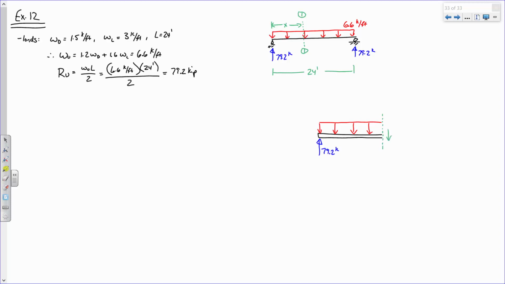Now remember, we have an unknown shear and an unknown moment. I don't really care about the moment, I just care about the shear. So this is 6.6 kips per foot. And then I take that and collapse it into a single point load. How much is that point load? 6.6x.